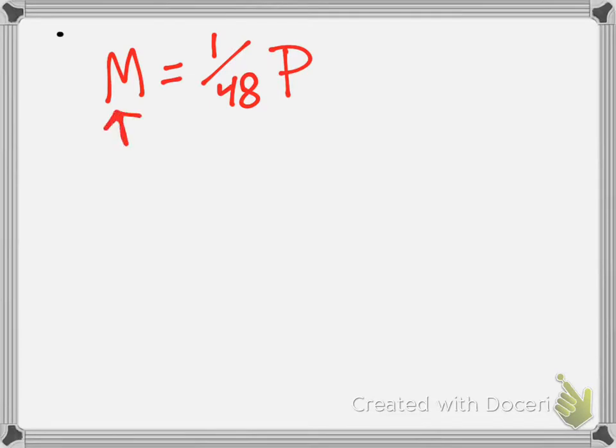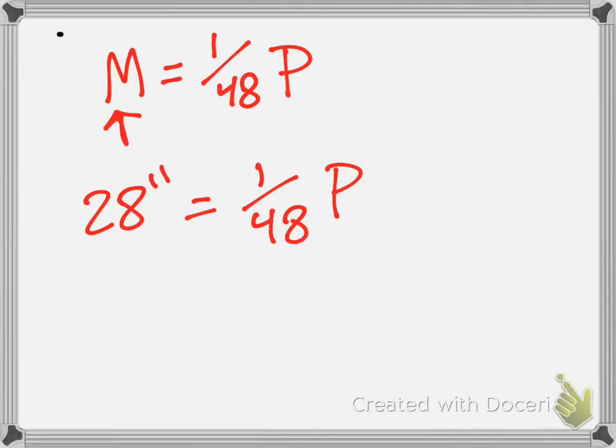Andrew got the equation like this. He knows the model plane is equal to 1/48th of the actual plane's length, and he knows the model plane is 28 inches. So he knows that 28 inches is 1/48th of the plane. So how would I go about solving that? I want to call on Liam.